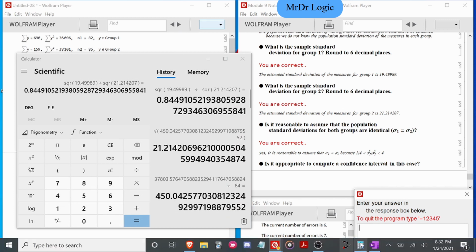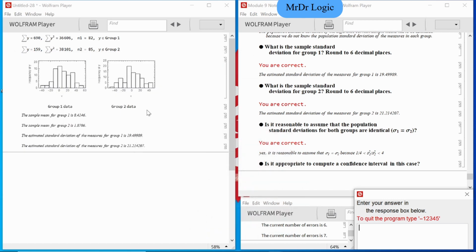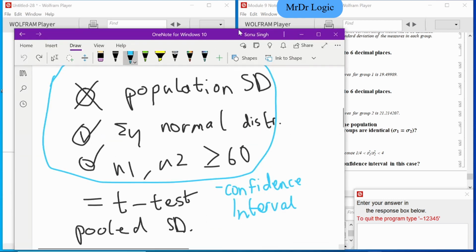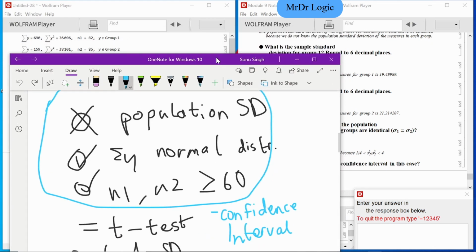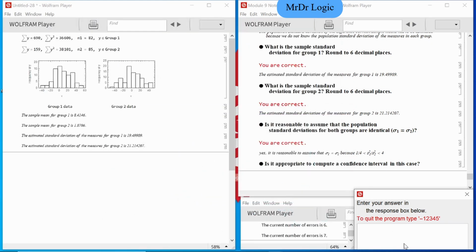Okay, so let's see if it meets the criteria again. We don't know the standard deviation, so we had to figure it out. It looks normally distributed. Kind of. We established that before, and it's greater than 60. That's all that matters. So, this is a good yes.